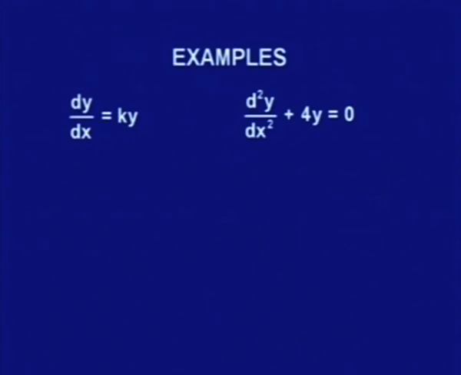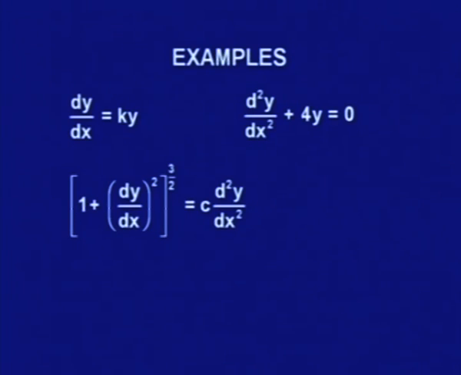While the equation d2y over dx2 plus 4y is equal to 0 involves the second order derivative, and that is the highest derivative involved in this equation. Thus, the order of this equation is 2. Similarly, in the equation 1 plus (dy over dx) square whole to the power 3 by 2 is equal to c times d2y over dx2, it involves the first order derivative as well as the second order derivative. So, the highest derivative involved is the second order derivative. Thus, this equation has order 2.